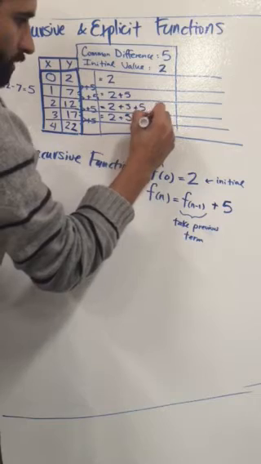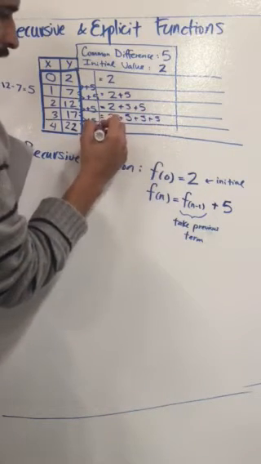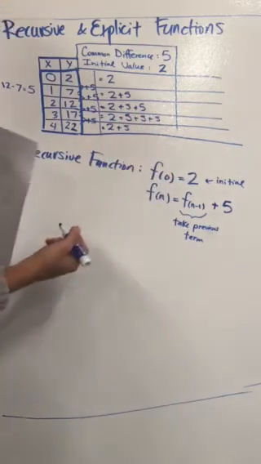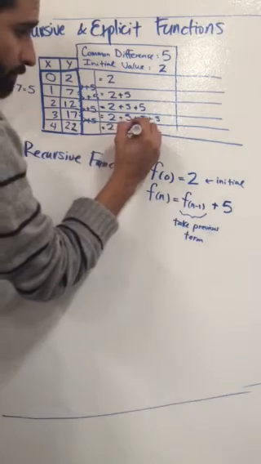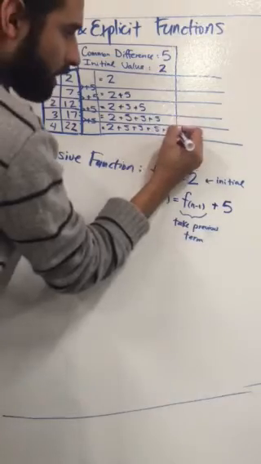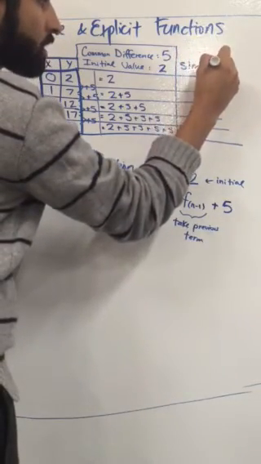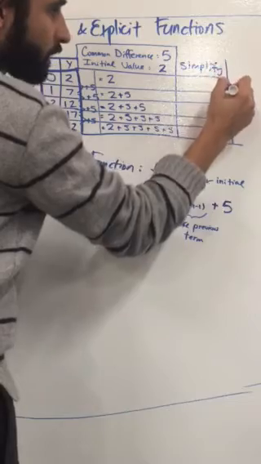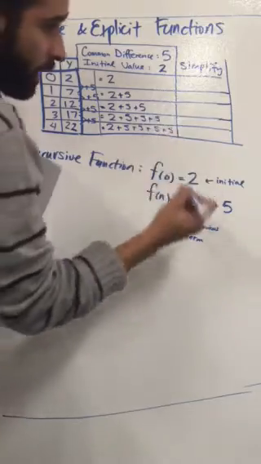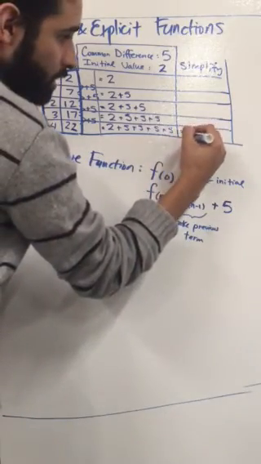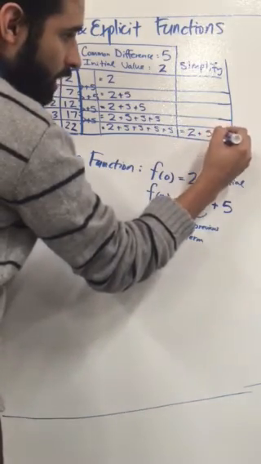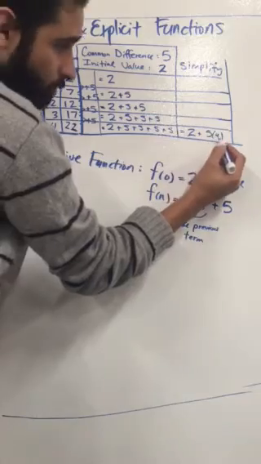2 plus 5 plus 5 plus 5. And what about for 22? 2 plus 5. Now, take a guess. How many 5s am I going to write down for the fourth term? 4, right? Now, is there a way to simplify what we've just written? Is there a way to write this quicker? 2 plus 5, 4 times. And indeed there is. 2 plus 5 times 4.